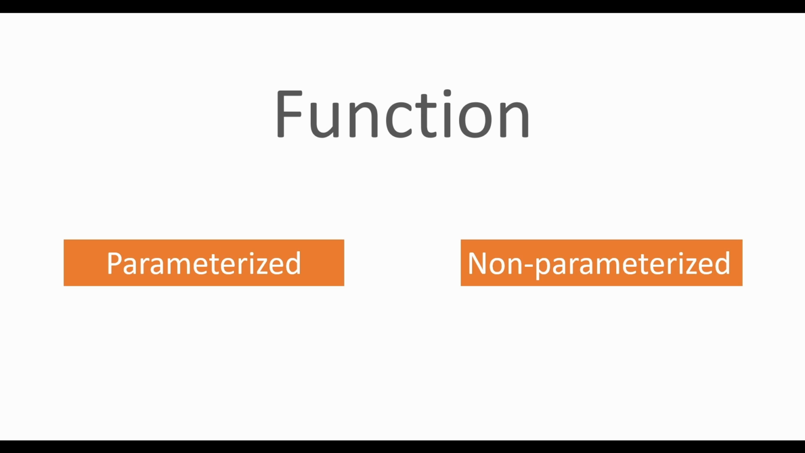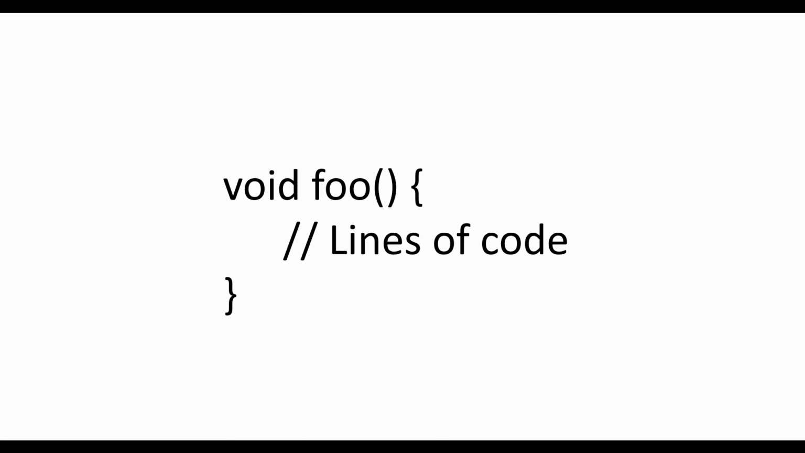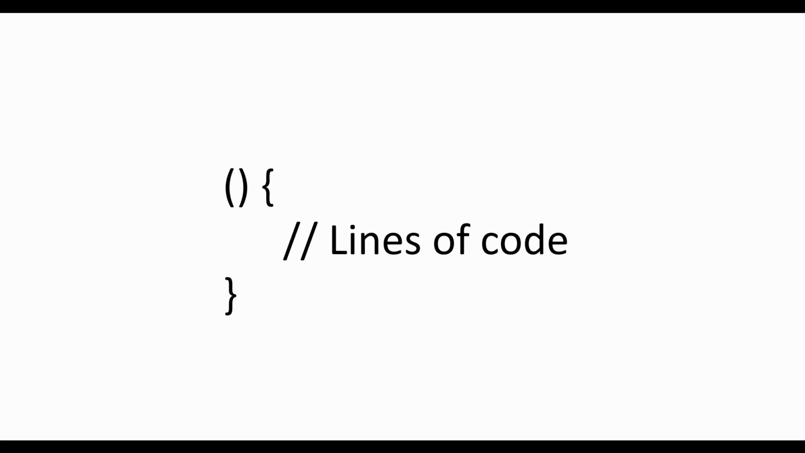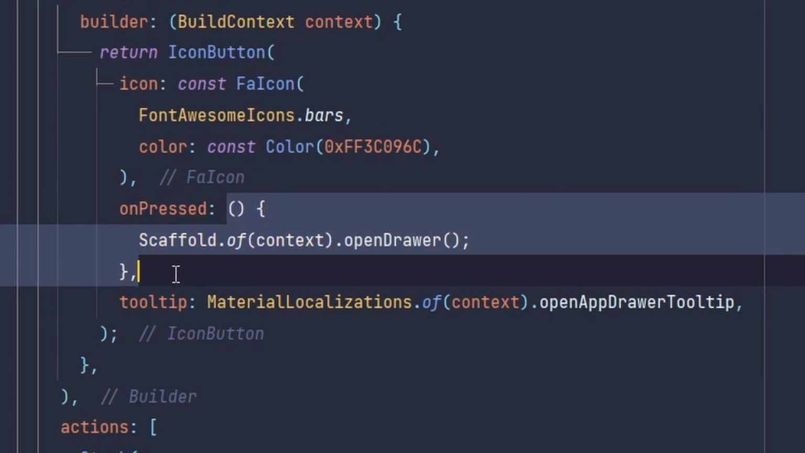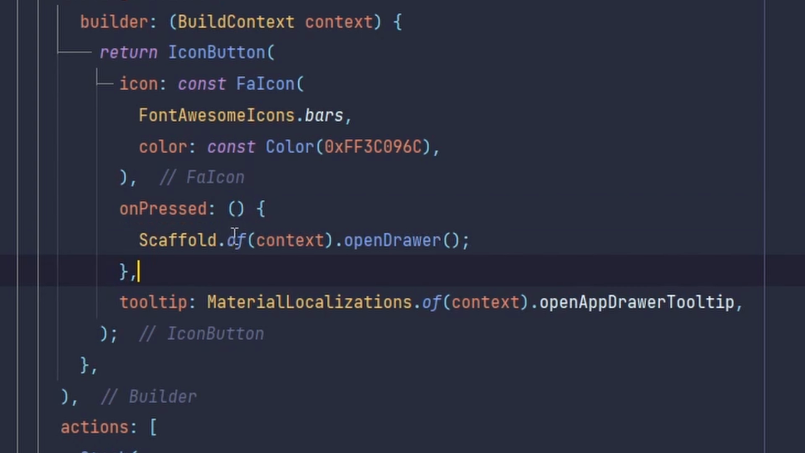Another category of functions is anonymous function. So what are anonymous functions? This is your normal function. It has a return type, it has a name, followed by some lines of code inside the curly braces. When you remove the name of the function, it is going to be anonymous function. The best example of anonymous function that you can see in Dart and Flutter is when it is used in onPress property of the elevated button or text button or icon button. So here you can see it has no name, it just has this round brackets followed by curly braces and some lines of code.